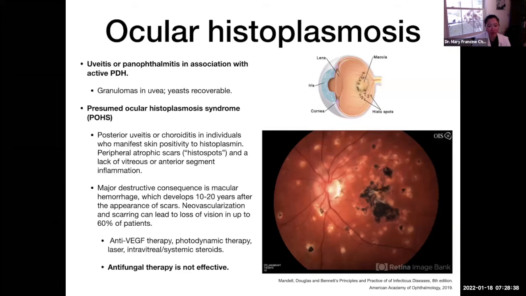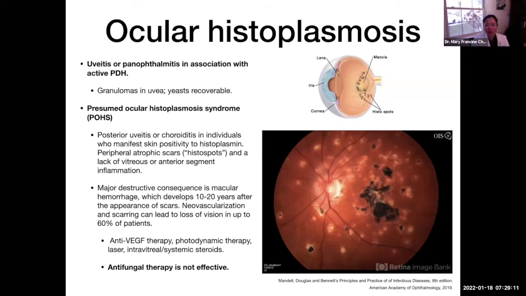So if you have neovascularization, you're at risk for macular hemorrhage, and that's how your patients can end up losing their vision. Really, the first-line treatment for this is anti-VEGF therapy, or vascular endothelial growth factor therapy. Last time I checked it was still off-label, but based on the American Academy of Ophthalmology, they do consider that as first-line treatment.